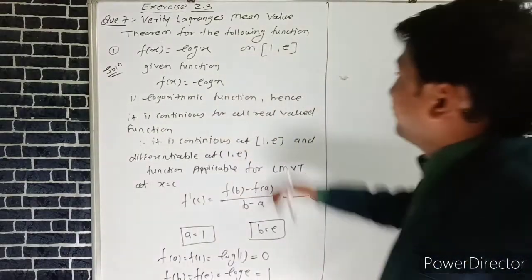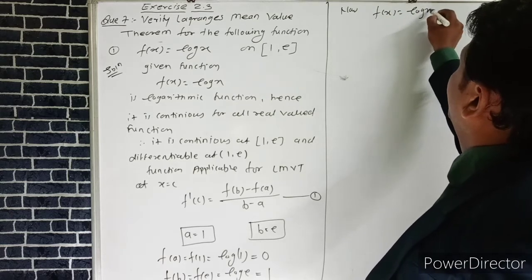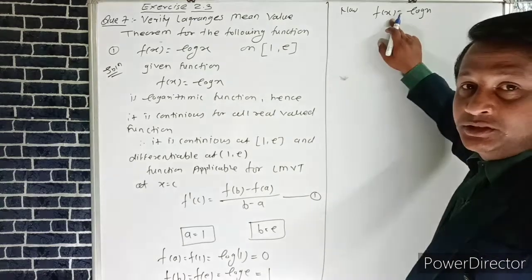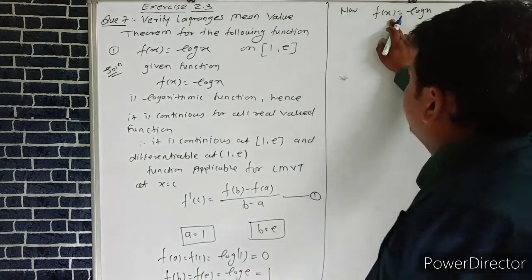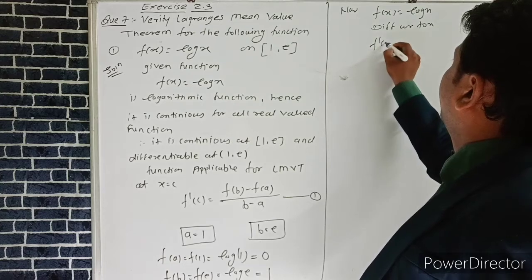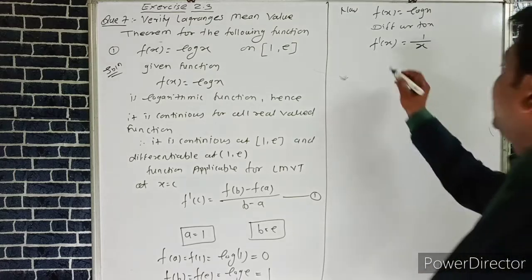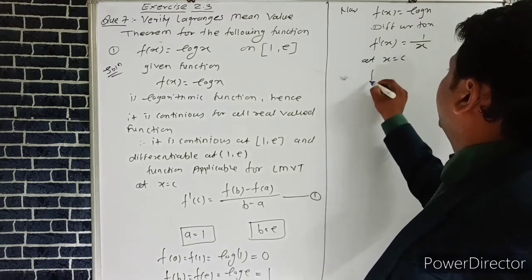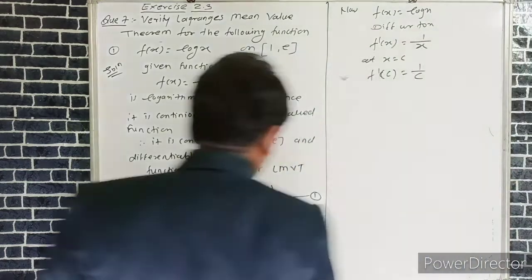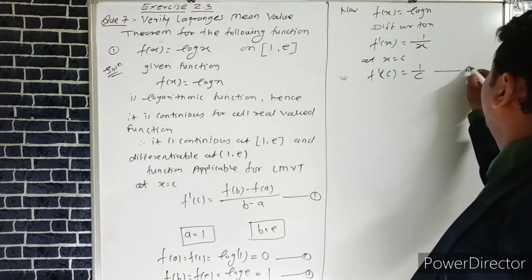So from the function f(x) equals log x, we first have to find f'(x), and if we replace x with c, then we get f'(c). If we differentiate with respect to x, we get the derivative of f(x), which is f'(x), and the derivative of log x, which is 1 by x. So at x equals c, we can write f'(c) is equal to 1 by c. We call these equation number 2, equation number 3 and equation number 4.